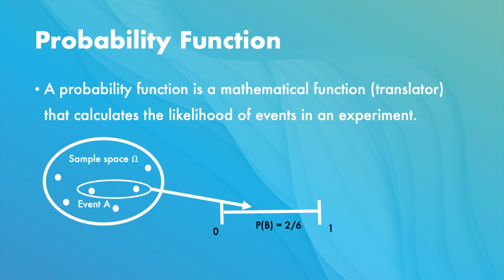If we have events and if we have probabilities, how can we map one to the other? Well, we have this thing called the probability function, which is a mathematical function, of course, that is like a translator that calculates the likelihood of a given event in the sample space.